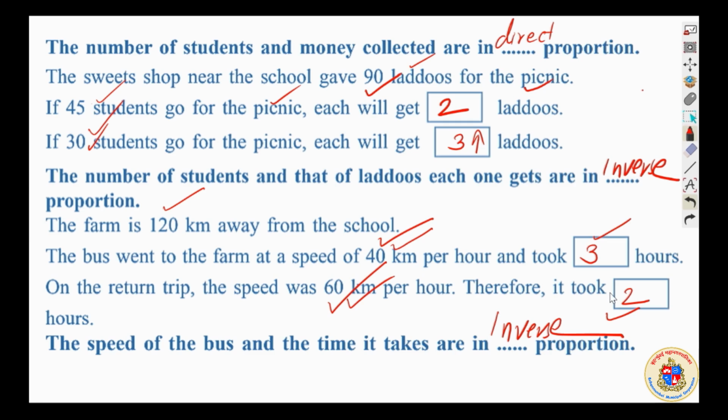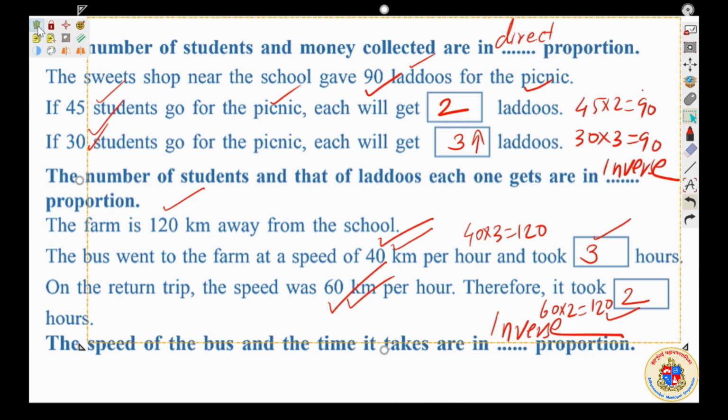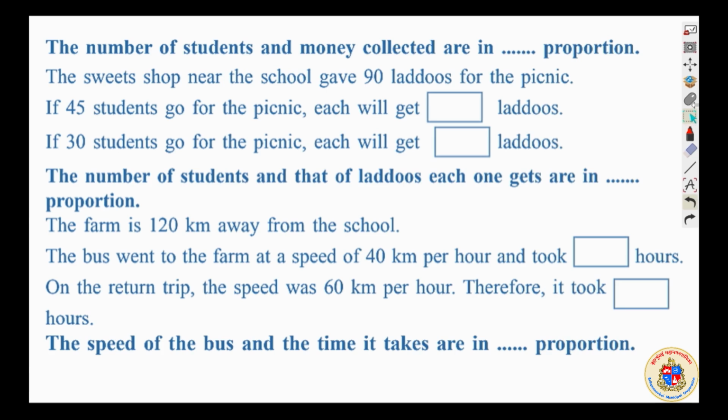In inverse proportion, one quantity into the other quantity will be constant. This I also want to tell you. Here 45 into 2 is equal to 90, 30 into 3 is also equal to 90. Correct? Here 40 into 3 is equal to 120. The same way 60 into 2 is also equal to 120. The product will be constant. Understood? So you should have a broader idea of understanding because it will be helpful for you to learn further next year.